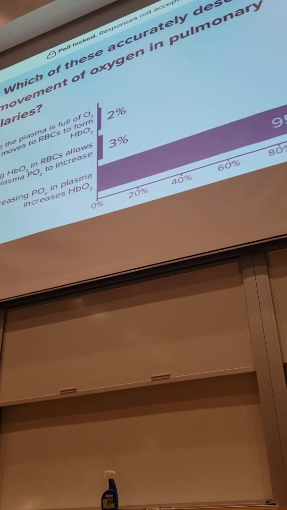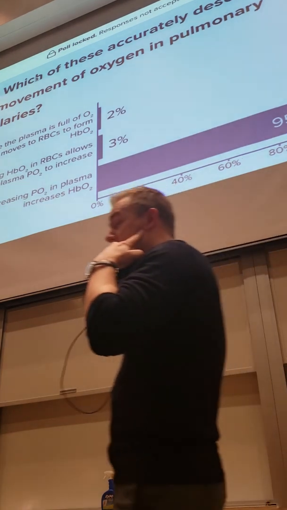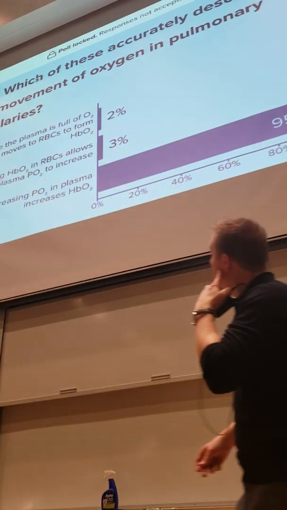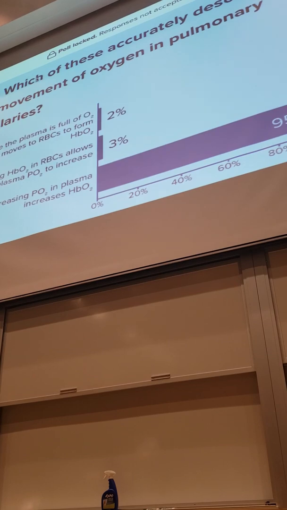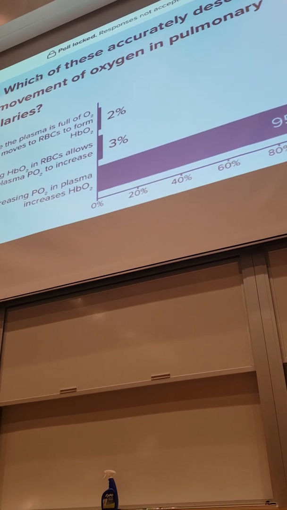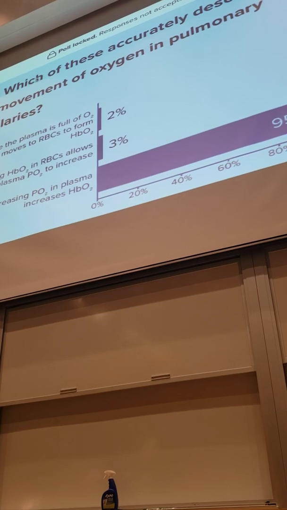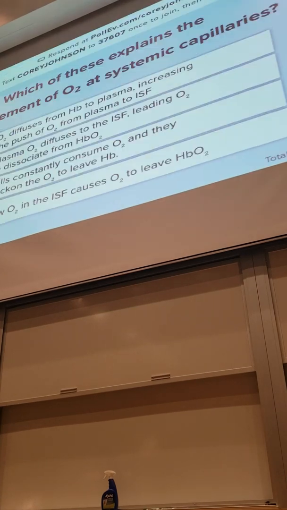All right, so increasing PO2 in plasma increases oxyhemoglobin. That's absolutely right. Very few dissenters from that idea. So this is sort of key that it's the changes in the plasma levels of O2 that drive changes in hemoglobin's binding to oxygen. Okay, very good. One other quick one.